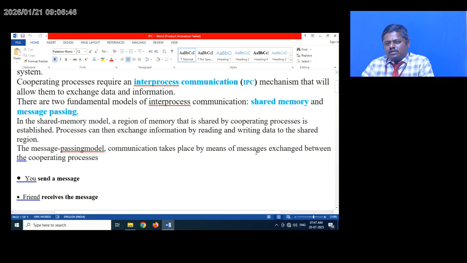The region of memory for the cooperating processes is established first of all. That is the shared memory. The cooperating processes then access that shared memory.